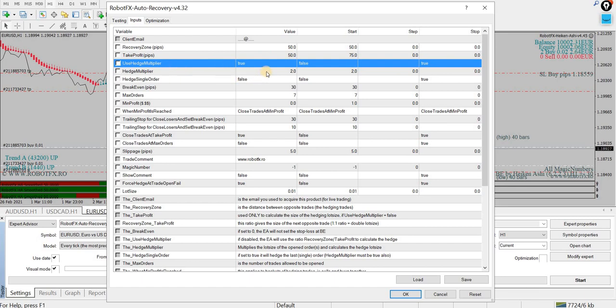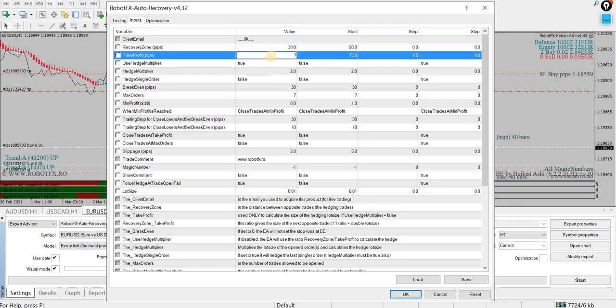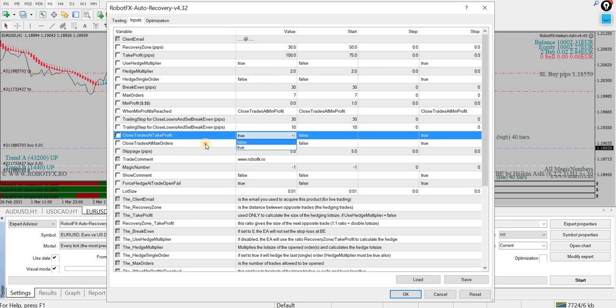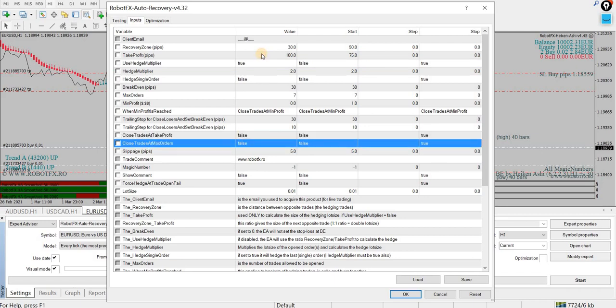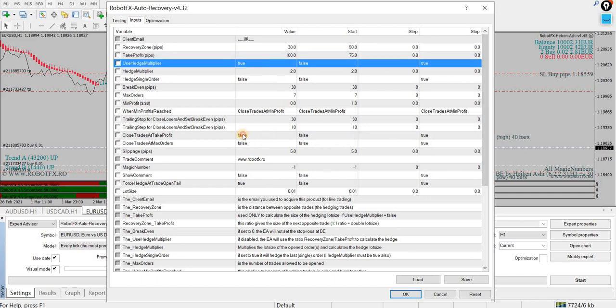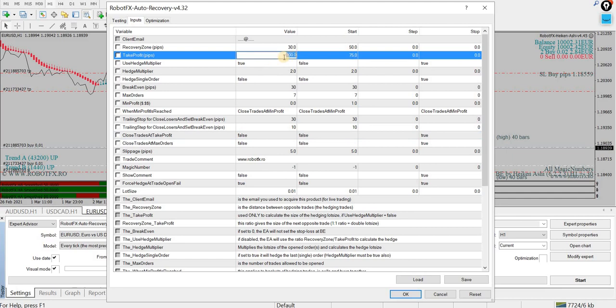So using the hedge multiplier, I'm going to make this 30. I'm going to make this 100, or just disable it here, just because I don't want to use the take profit at all. So using the hedge multiplier and not closing a trade at take profit, you can enter anything here, it will not be used.